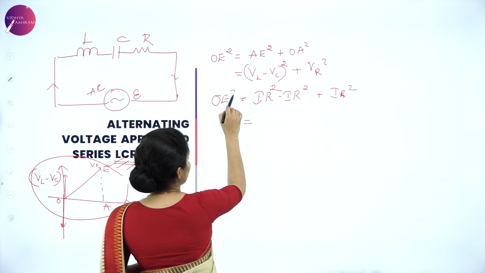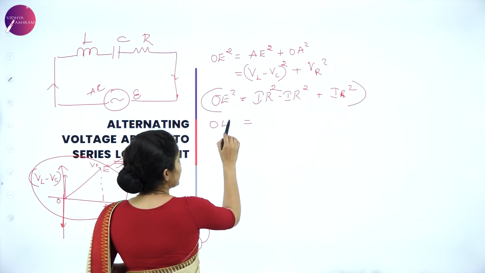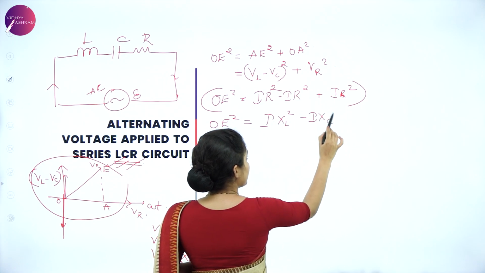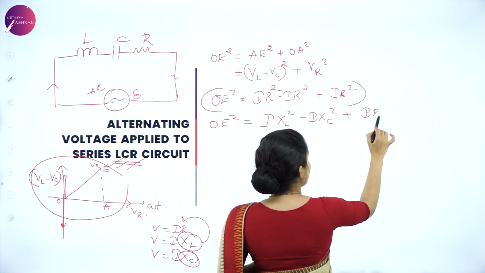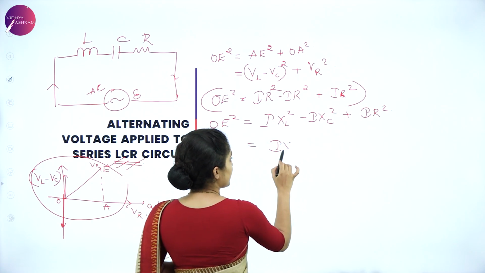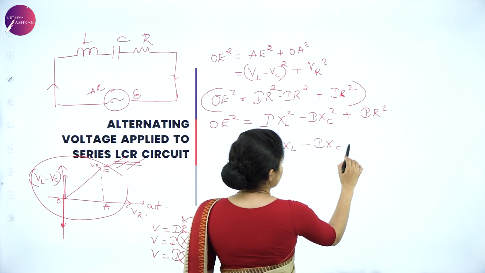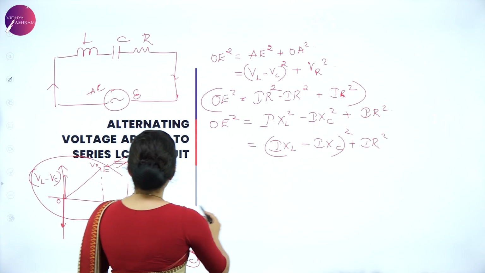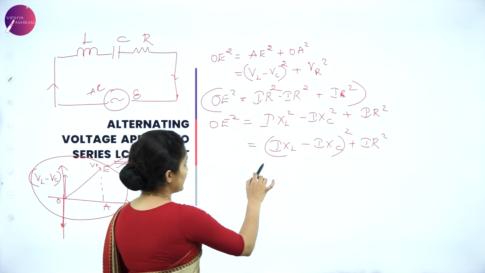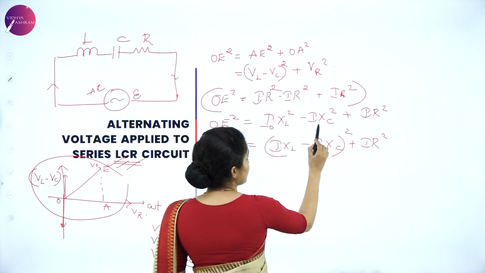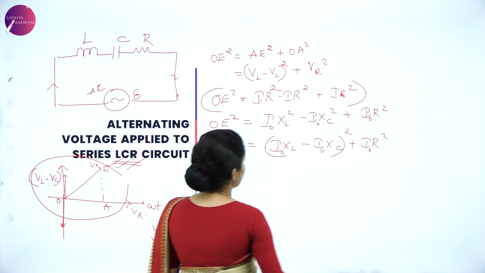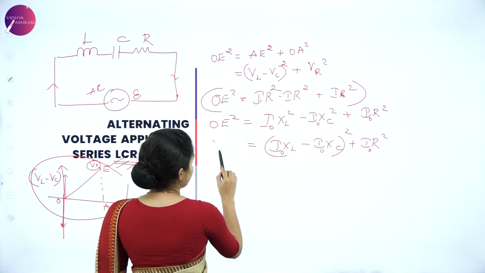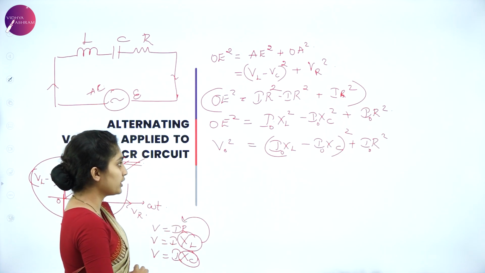This is just in a bracket. You can write the form OE square is equal to I into XL minus I into XC, the whole square, plus I into R square, or you can even write it as I XL minus I XC plus I R, the whole square. Since there is an I, which is the I naught component, instantaneous, we can retain everything with respect to I naught, because your OE square is said to be V naught. All of them turn out to be I naught. So now you have clarity on this.